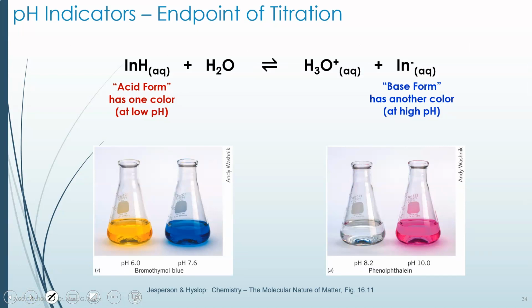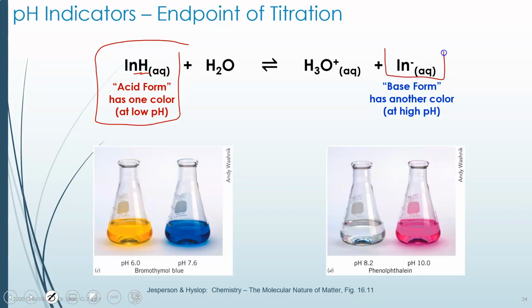Well, what makes indicator dyes indicators, in other words, color changers, is that they have two forms. There's the form when the indicator dye has a proton on it, and that's called the acidic form or the acid form of the dye.